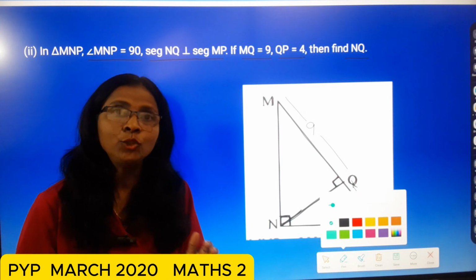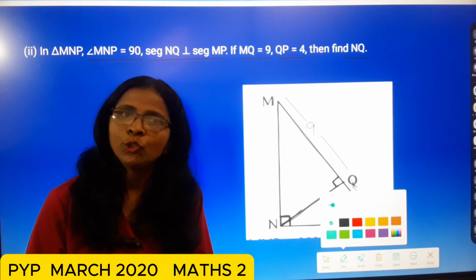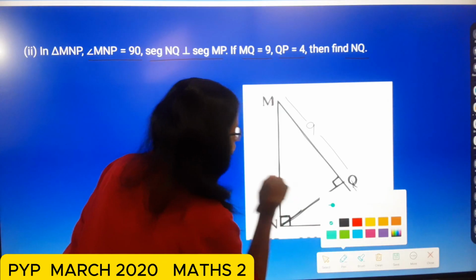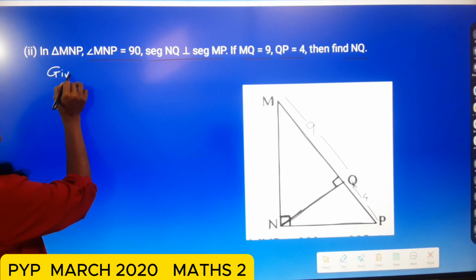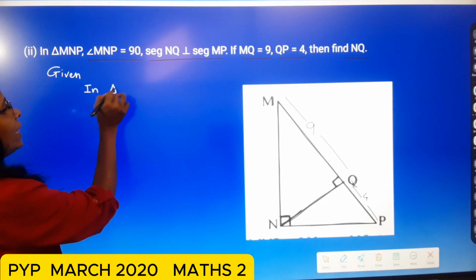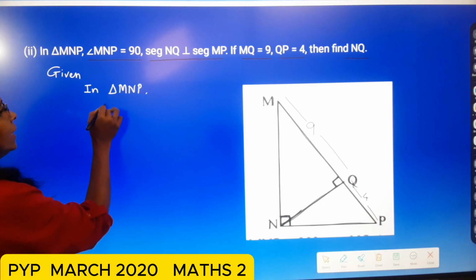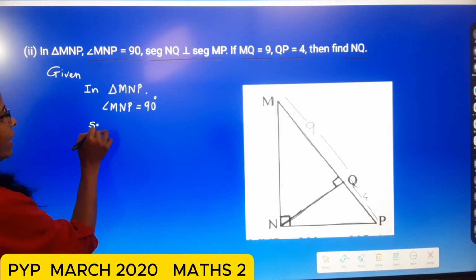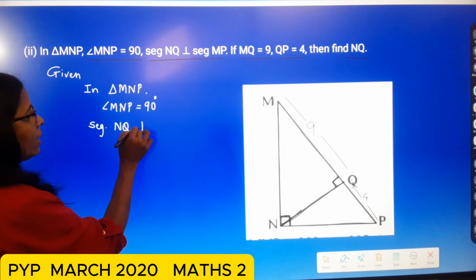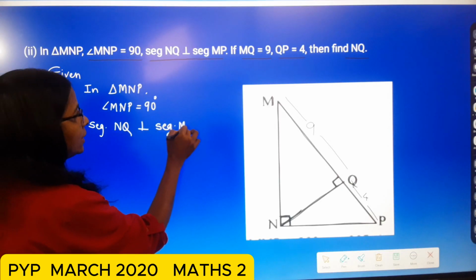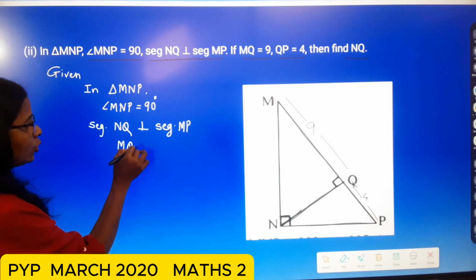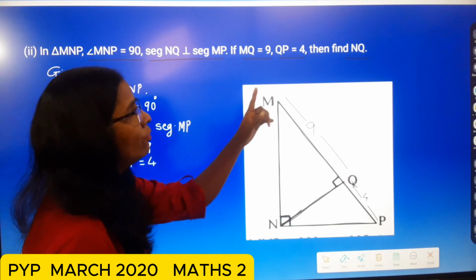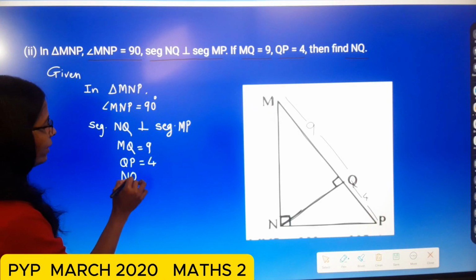So that means it is the geometric mean property. We use here the geometric mean property, students. So let us solve it. First we write the given, students. Given that in triangle MNP, angle MNP is equal to 90 degrees. Segment NQ is perpendicular to segment NP, and then NQ is equal to 9, QP is equal to 4, and find NQ. So NQ is equal to question mark.